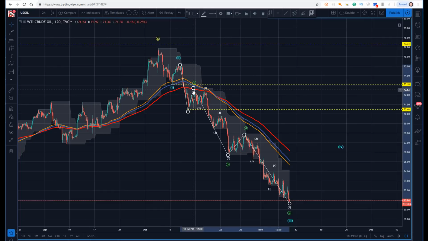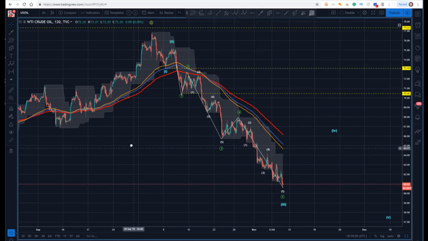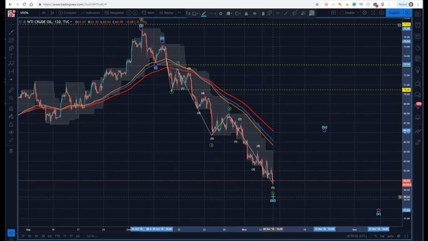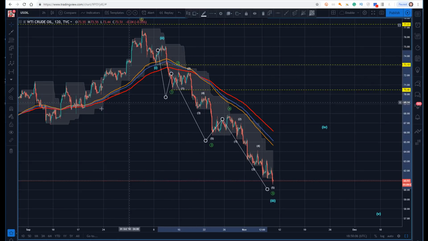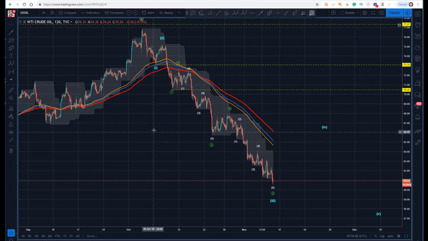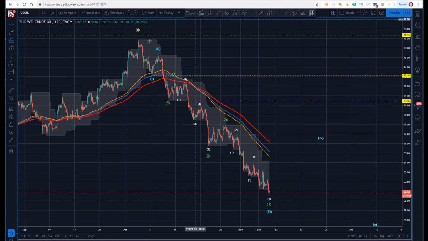But 1, 2, then within that third, I've got to get an impulse here. So I can get 1, 2, 3, 4, 5 to give me the third of this degree in green. Then I get a nice little ABC into my 4, and then I've got a very clear 5 coming down, which suggests to me that all we've done is put in the third relative to the 1, 2 that's up above. So you look at that and go, well, that's a hell of an extension in the third, but there's no other way to count that.